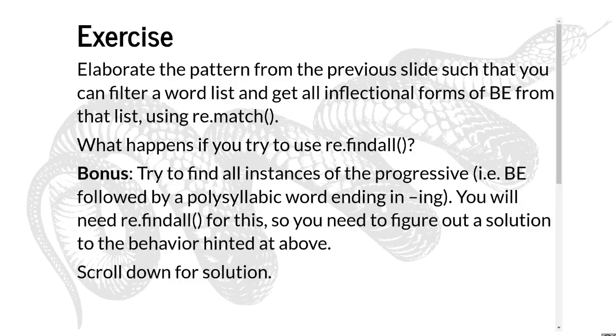So we've done this for be, being, and been, but could you please elaborate the pattern so that it will catch all inflectional forms of be, right? Is, are, were, was, etc. This should work. Try to make this work in a sort of word list situation where you do a list comprehension and use re.match with your expression as a filtering criterion in that list comprehension to only keep words that are in fact inflectional forms of be.